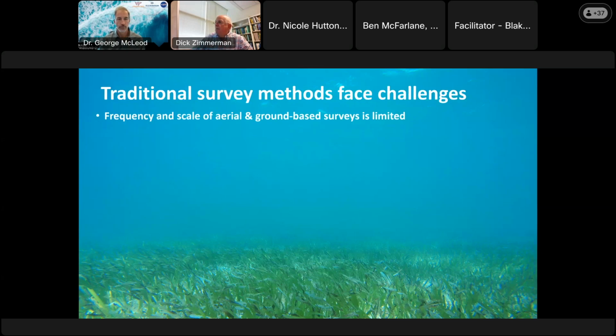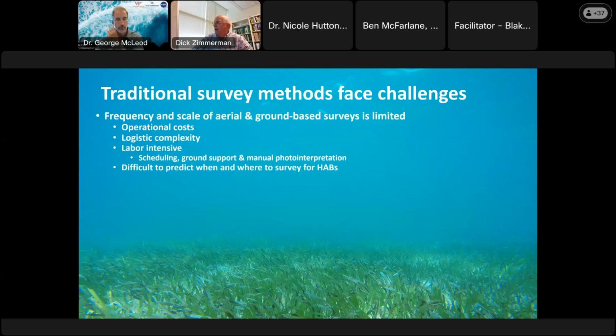Okay, the traditional survey methods face a number of challenges. First of all, the frequency and scale of the aerial and ground-based surveys is limited by operational costs and by logistic complexity in coordinating both ground operations and aircraft operations. They have been extremely labor intensive, involving ground support and scheduling for the aircraft surveys, as well as manual photo interpretation. For harmful algal blooms, it's often difficult to predict when and where to survey, so using aircraft as a survey tool isn't really very practical.